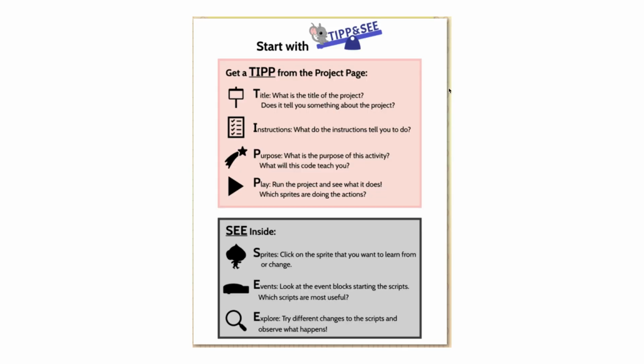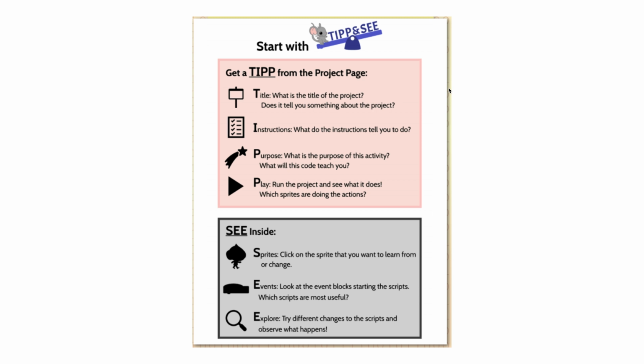As a quick overview, the Tipp See protocol is divided into two phases. The Tipp phase consists of T, that stands for title, where students look for the title of the project. The second is I, for instructions, where students examine what the instructions tell them to do. The third is P for purpose, in which students examine what the purpose of the activity will be. And the fourth, P for play, is where students will run the project to see what it actually does.